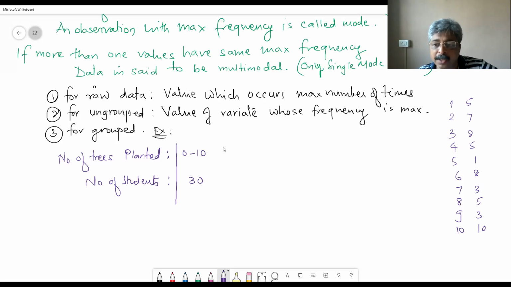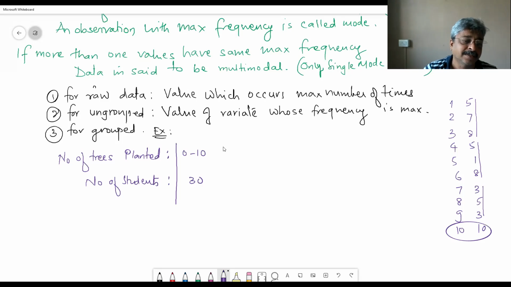Ungrouped means we can say that there are 3 students having 5 marks, 2 students having 3 marks, 1 student having 1 mark, something like that. And grouped data means how many students have marks less than 3, how many have less than 6, how many have less than 9, and how many have 10. So you organize the data. That is the difference between grouped and ungrouped.